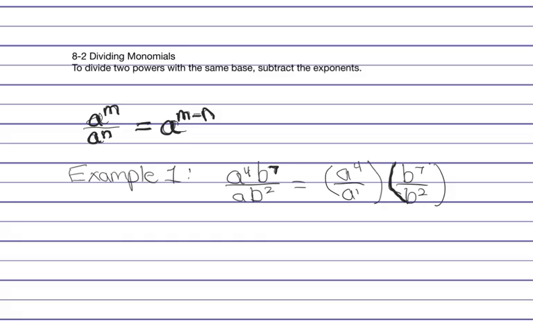And what we would do is simply subtract the exponents. For the a's, 4 minus 1 is 3. And for the b's, 7 minus 2 is 5. Okay, so that's a pretty easy example. There were no coefficients, no raising powers to powers or anything. So let's look at a more complicated example that'll have a little bit more of that other stuff in there.